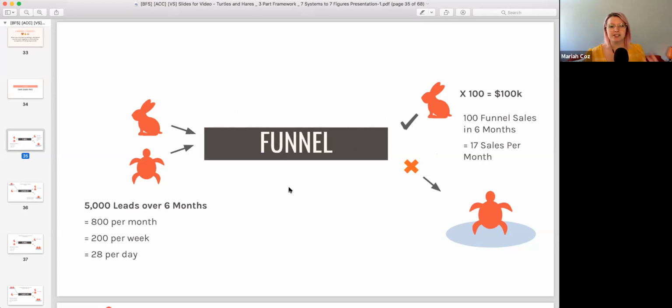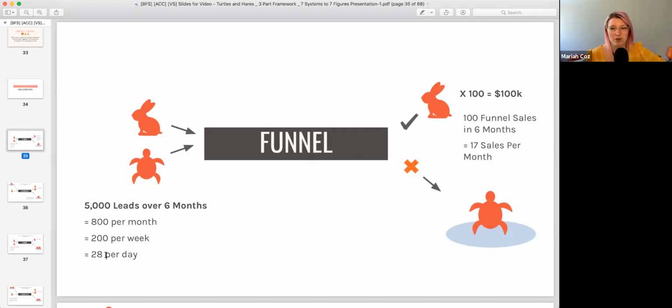Now, let's say that this funnel is up and running for 6 months. And over the course of 6 months, you drive 5,000 leads, not all at once. Don't freak out. I don't mean all in one day. I mean over the course of 6 months, you drive leads into the funnel. Now, when you break that down, it only adds up to 200 per week or just 28 per day.